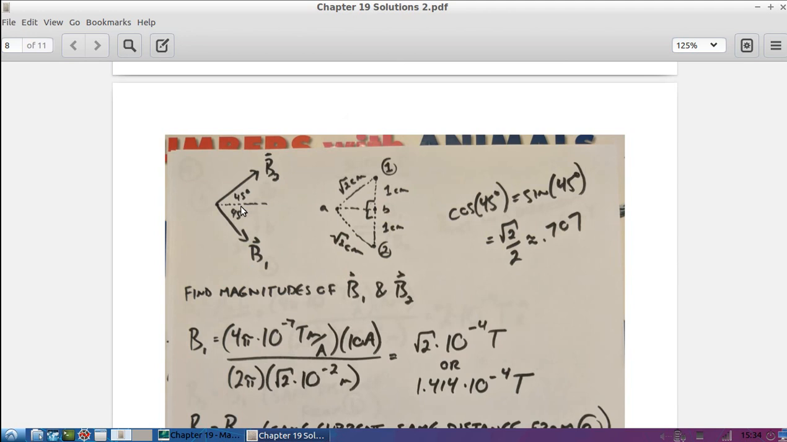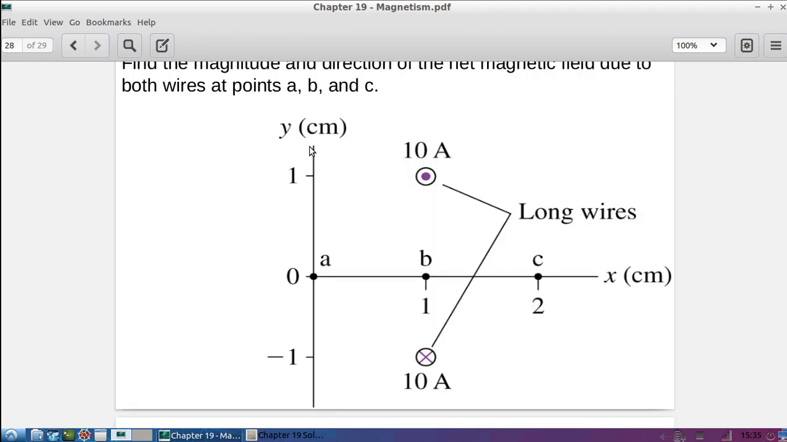So for part A, my axis scale is actually centimeters, so I have to watch out for that. I'm using mu naught I over 2 pi r to calculate their magnitudes. I know the currents are 10 amps. I actually have to find this distance r. Now this is the hypotenuse of this right triangle.